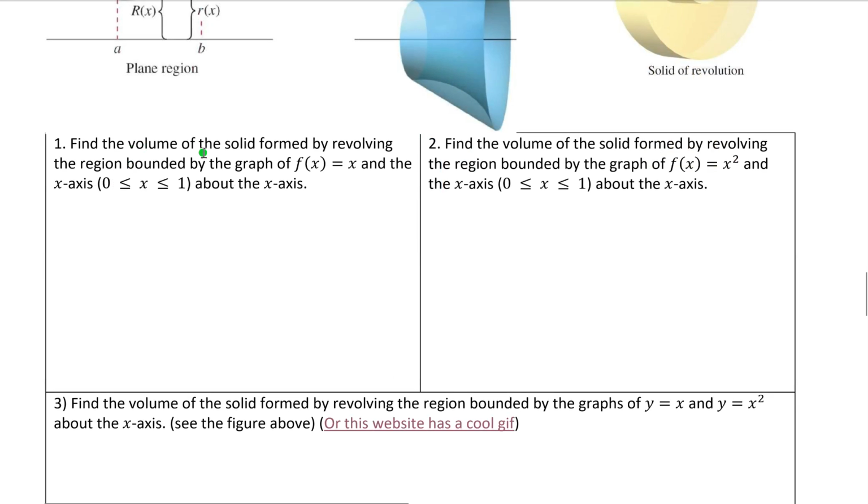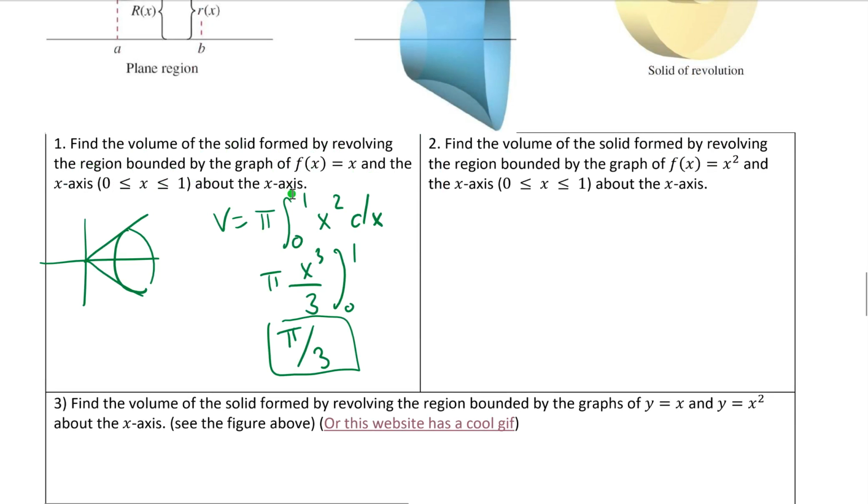So, find the volume of a solid formed by revolving the region bounded by the graph of f of x equals x and the x-axis about the x-axis. So that's a review question. Do that real quick. Go! Okay, so I did that one and I got pi over 3.